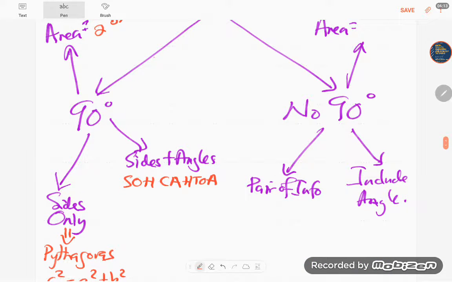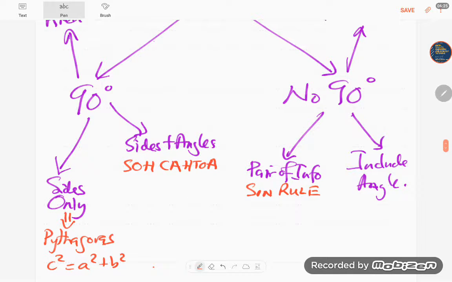And then on the no 90 degrees, when you have pairs of information, it's automatic that you can use the sine rule. Depending on whether we're trying to find the angle or the side, we're going to look at that further. And then for the included angle, we use the cosine rule.